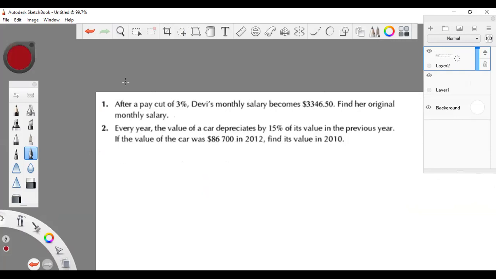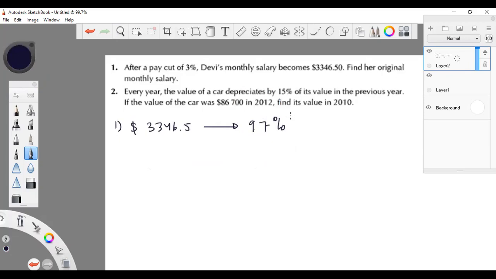After a pay cut of 3%, Defi's salary becomes $3,346.5. So this value is representing the value that already been cut, right? So cut of 3%, so it is 97%, right? The question is asking you to find the original monthly salary. The original is always 100%. This is the unknown, right?